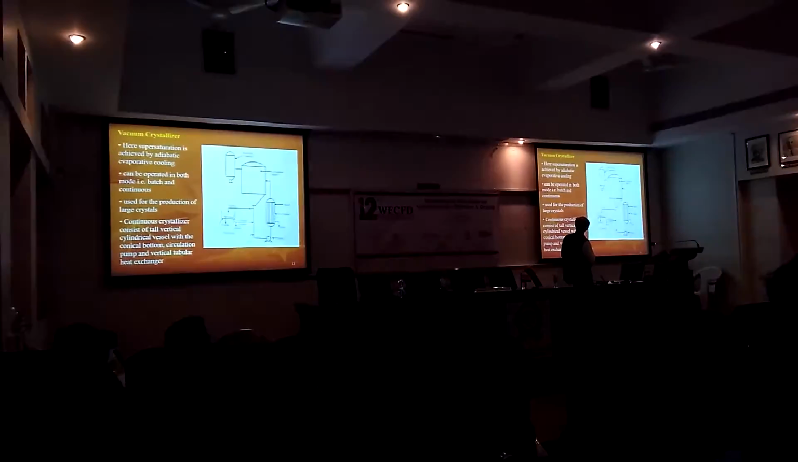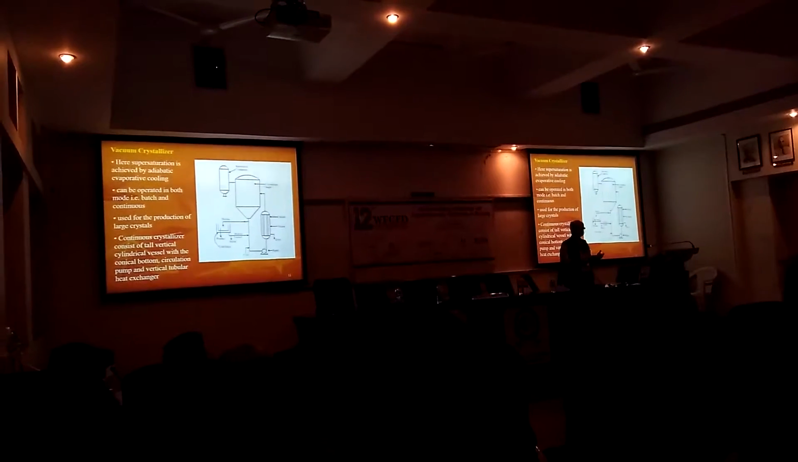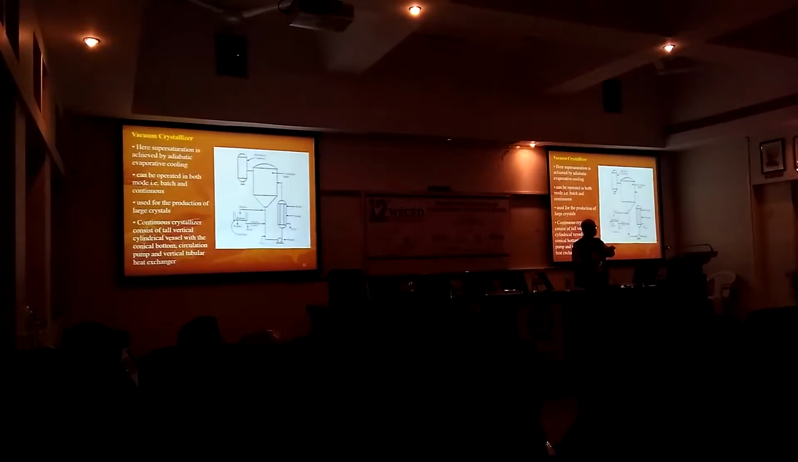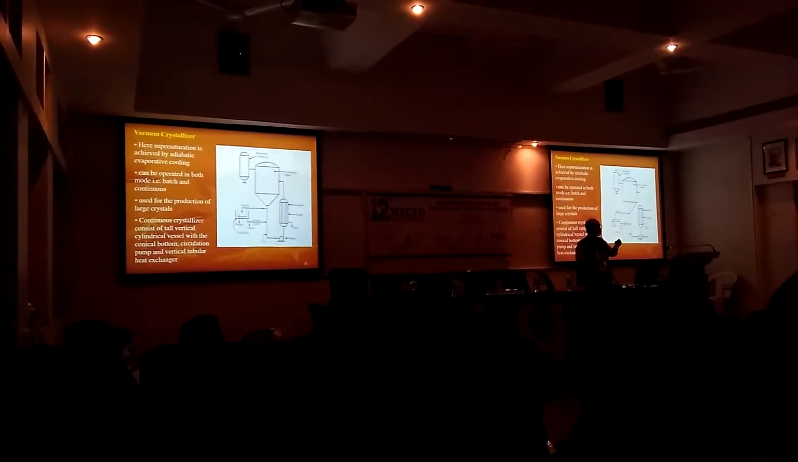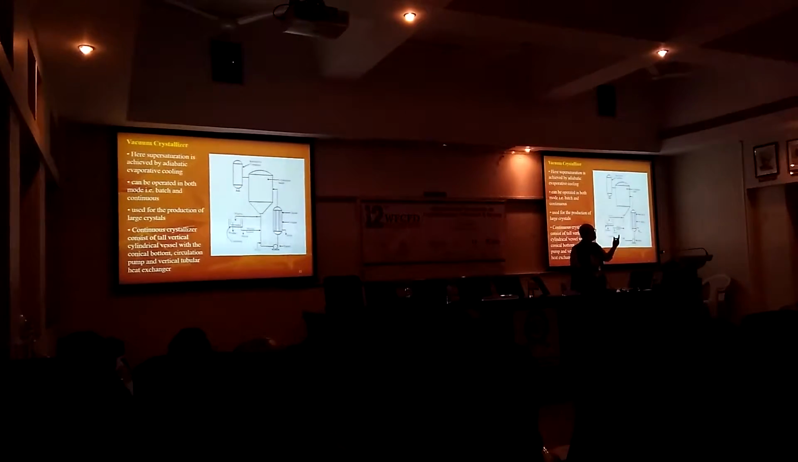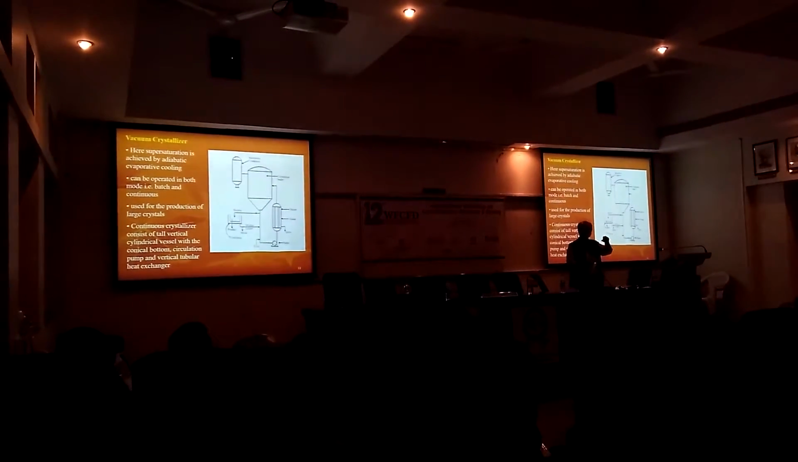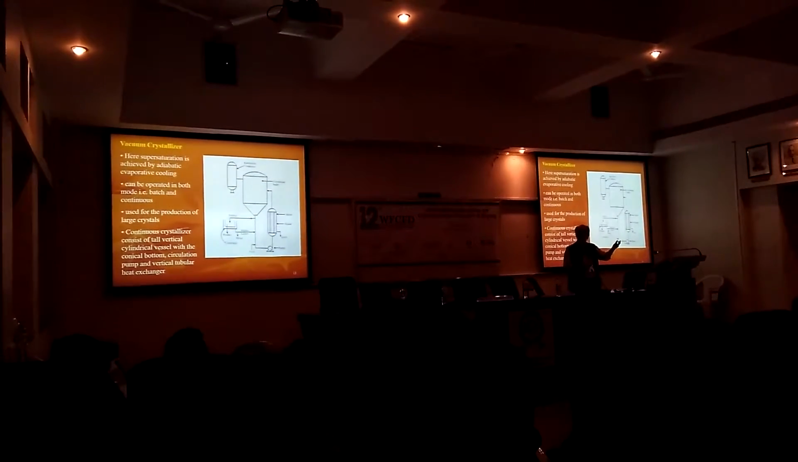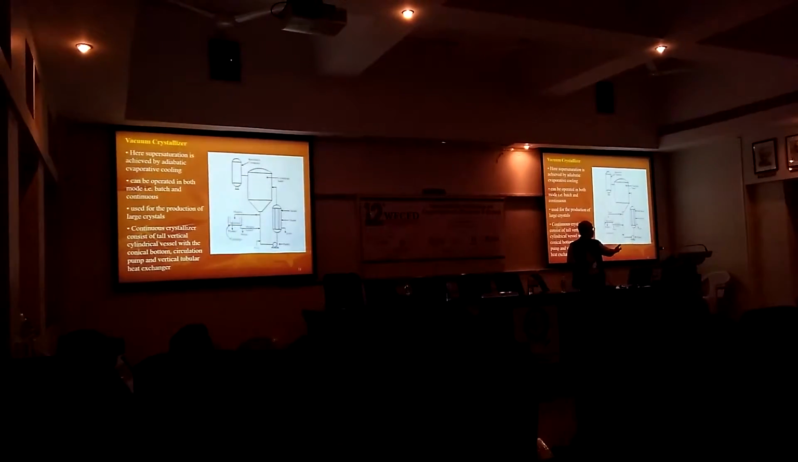Third method which is used is a vacuum crystallizer. Since the process of crystallization is exothermic, the heat is liberated. Now this heat itself can be utilized for the evaporation of part of the solvent by applying vacuum. Applying vacuum will evaporate certain solvent. Evaporation of solvent will allow more crystals to precipitate out.